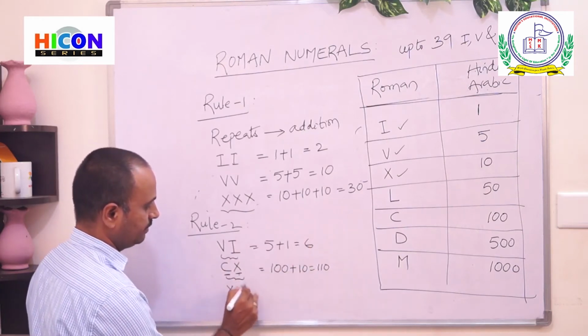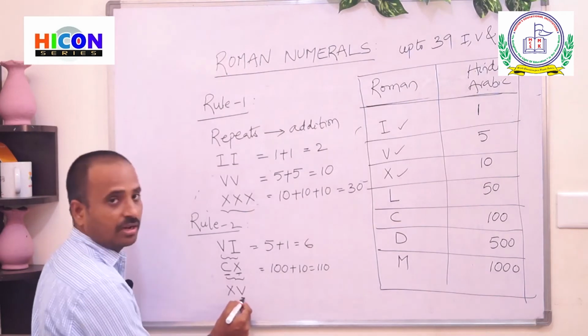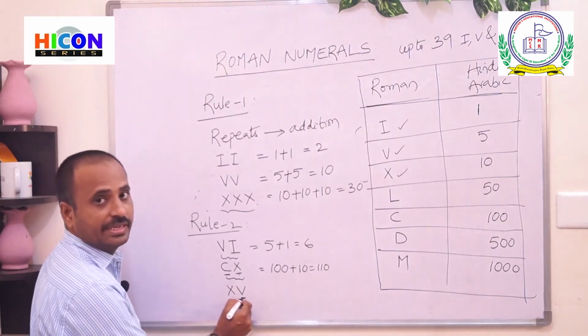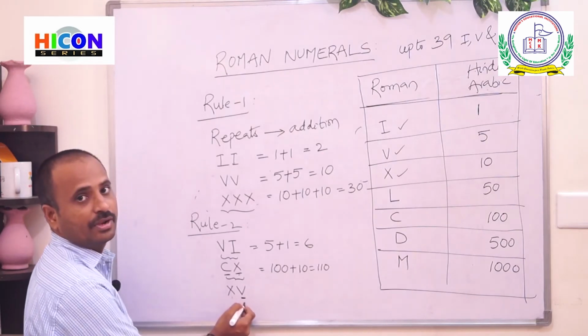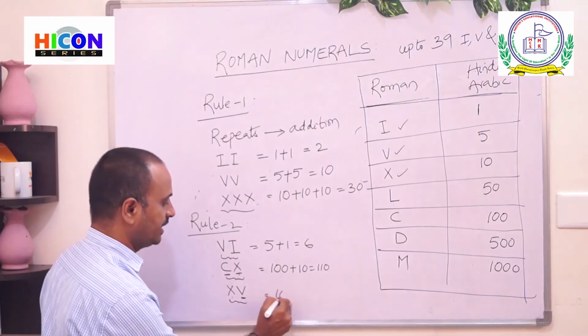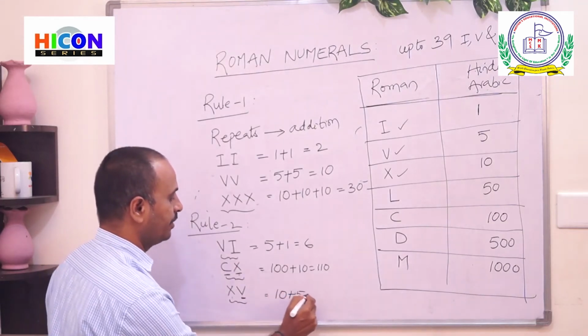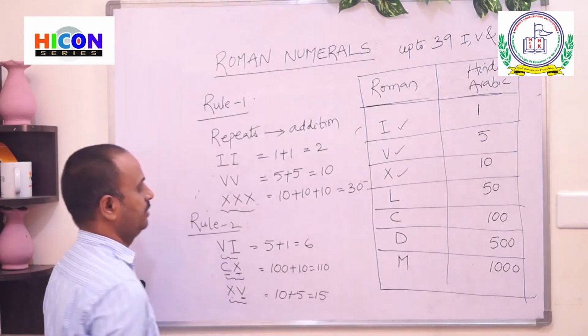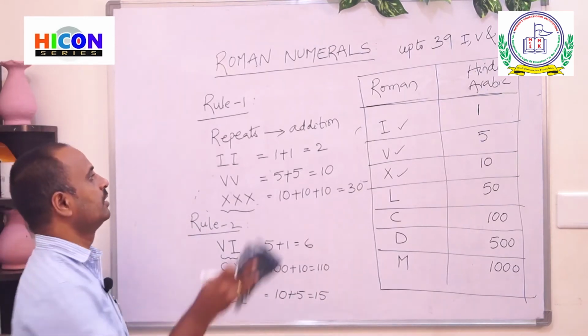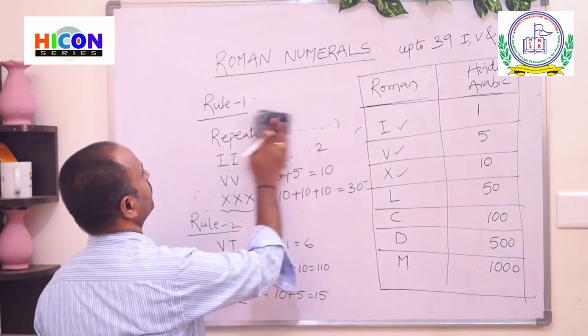See another one, XV. Here V is the smaller value and X is the bigger value. The smaller value V is written on the right side of the bigger value, so we have to add these two symbols. X means 10 and V means 5. 10 plus 5 is 15. So children, this is rule number 2. And see another rule, that is rule number 4.